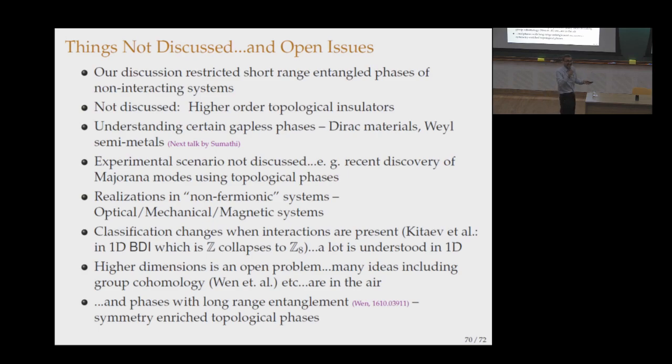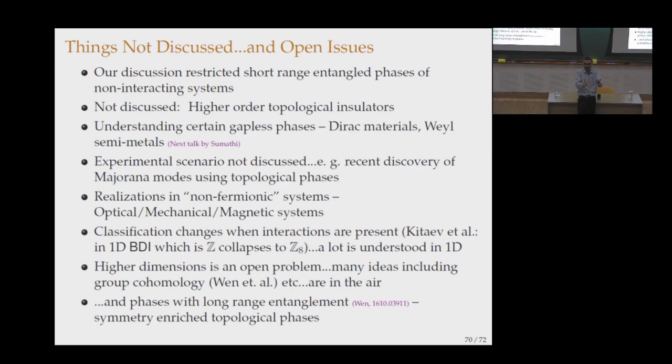Then mechanical systems, right? You can put things together and create various topological things out of mechanical stuff. Magnetic systems. So what is this magnetic story? If I have a magnet that breaks a continuous symmetry, then you can have magnons. These magnons can have topological bands. So you can have topological magnons and so on. So this is now here to stay, as Sumati pointed out.